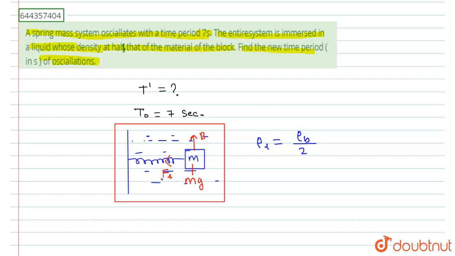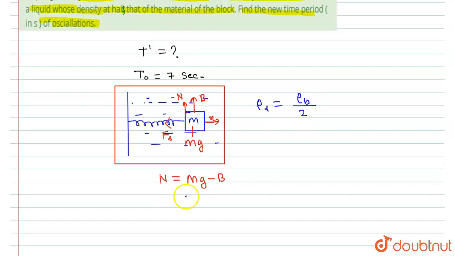Clear? Now let us consider the displacement in the spring is X. The normal force N will act in the upward direction, and the buoyant force will act in the upward direction. So we can write normal force is equal to mg in the downward direction minus the buoyant force in the upward direction.